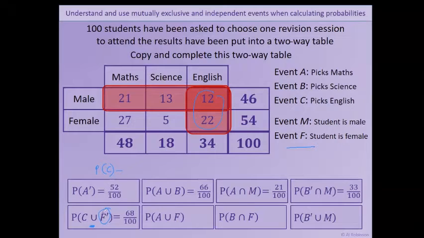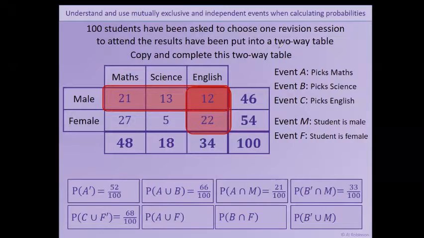And students who are not female, so basically everyone that's a male. So that's all of this. And when you add them together, you get 68, okay? Any questions about that one?